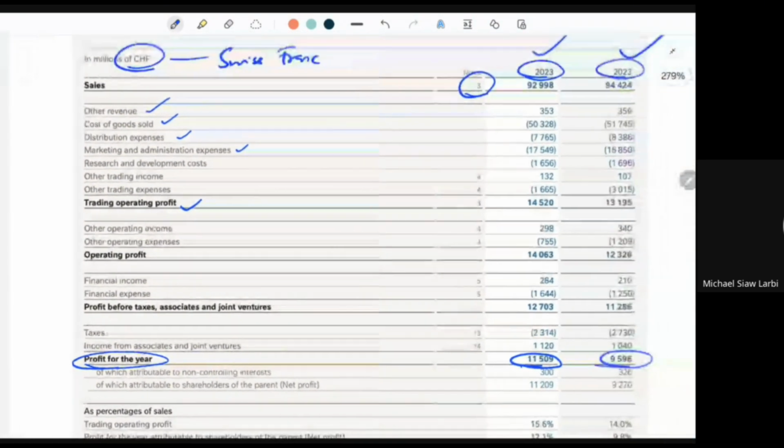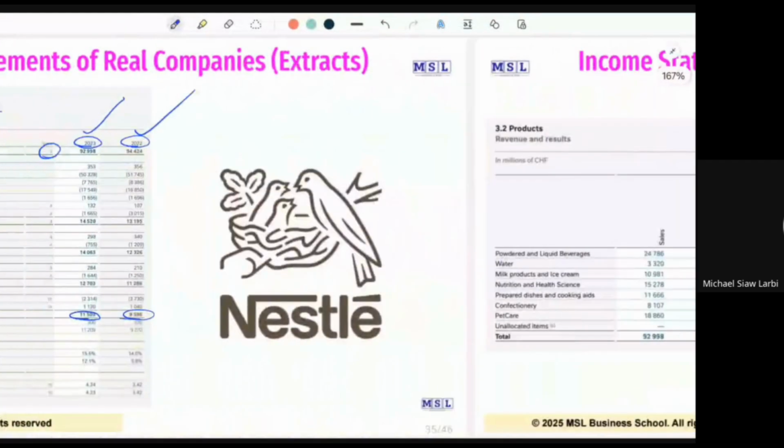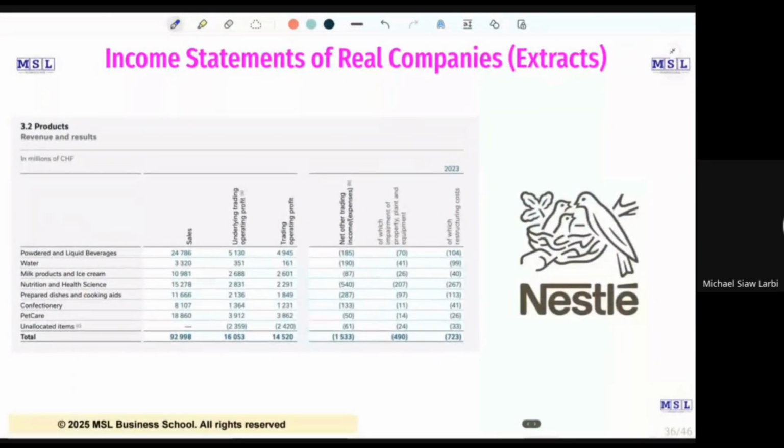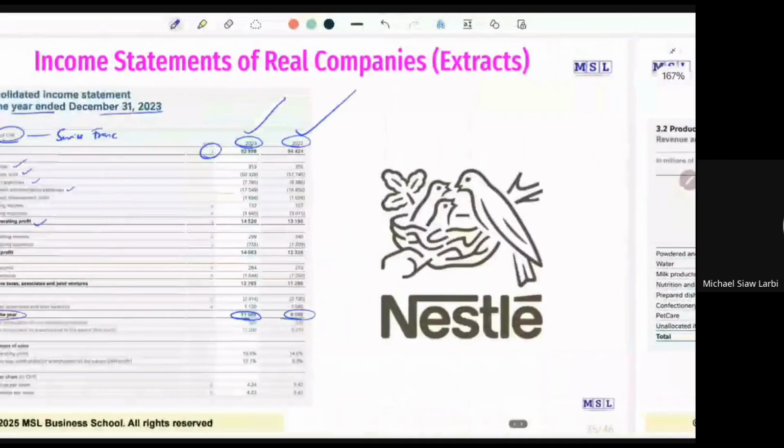But I want to show you something. Let's take some notes. Let's go to Nestle's note 3 and see something there. Nestle's note 3 tells you, see, 92,998 is how much they sold. Let's confirm it.